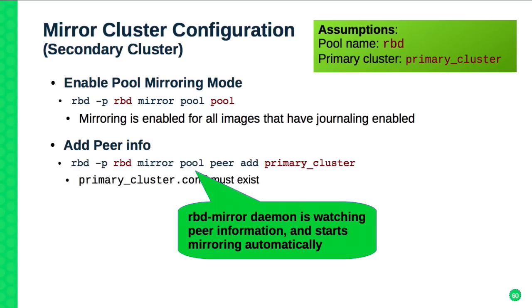So when you add peer, and you should already have the daemon running on your cluster, the daemon is always watching for this peer list. As soon as you add the peer, the daemon will start working. What the daemon will do is, okay, I have a new peer. I'm going to connect to the primary site. I will list all the images from all pools, and I will check first which pools have the mirroring mode enabled, either pool or image, and then look at the images, which ones have the mirroring enabled, and for each one, start mirroring. So they will start creating the images on the local cluster, creating the snapshots, copying the snapshots, and start replaying journal events.